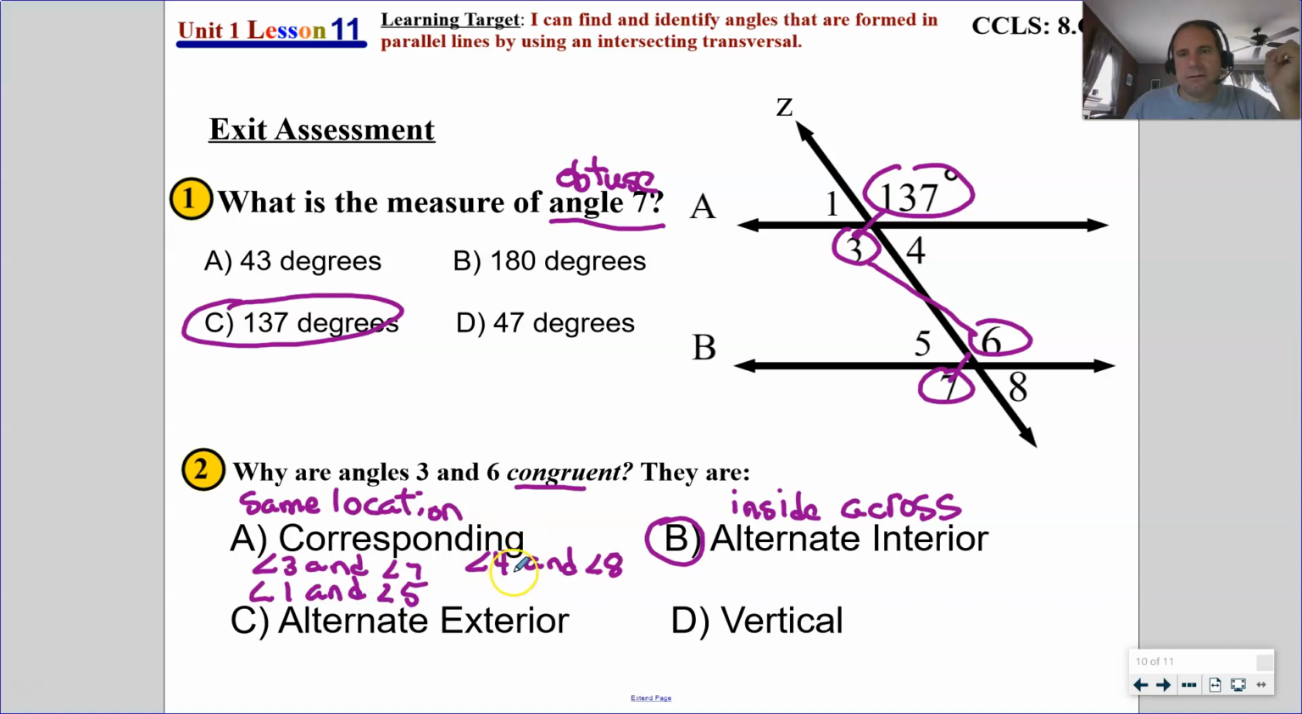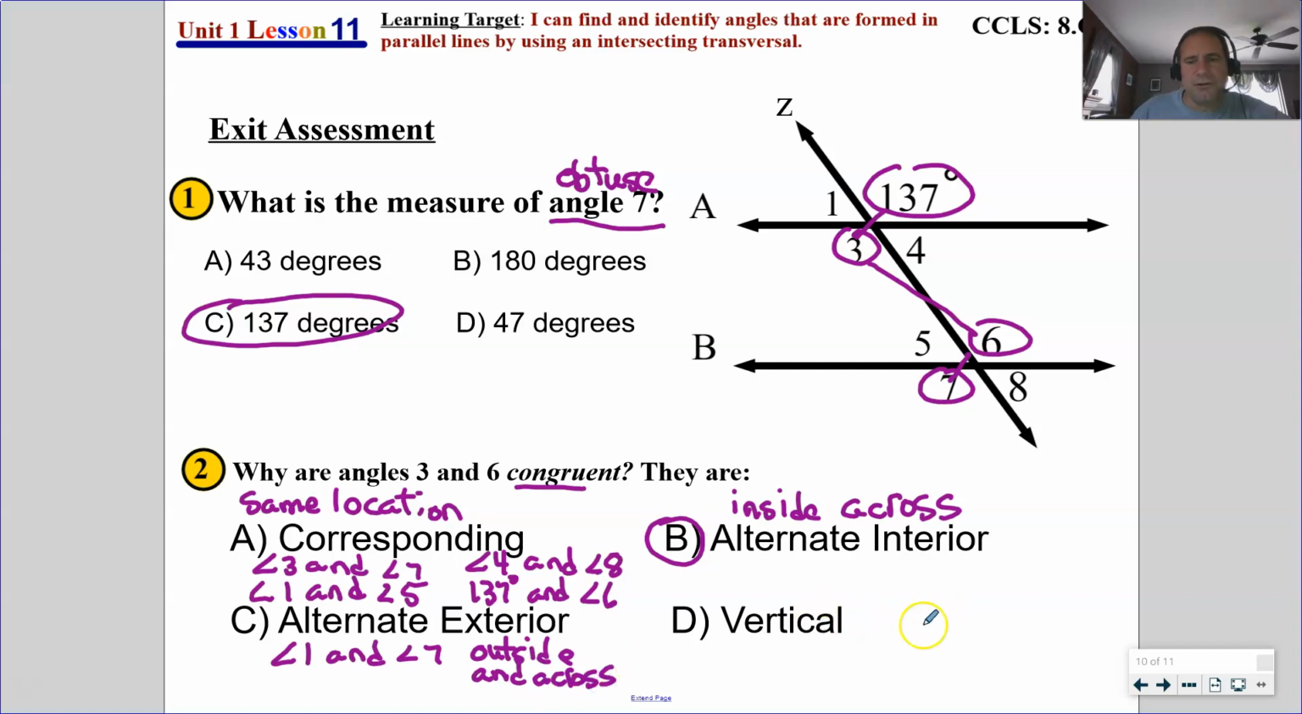And 2 and 6. Alternate exterior, 1 and 7, outside and across. And vertical, meeting at a vertex. All right, hopefully that did help you out. Hopefully you did circle B.